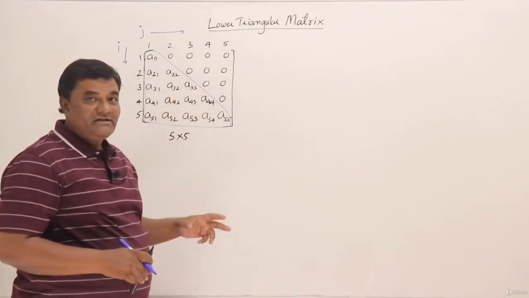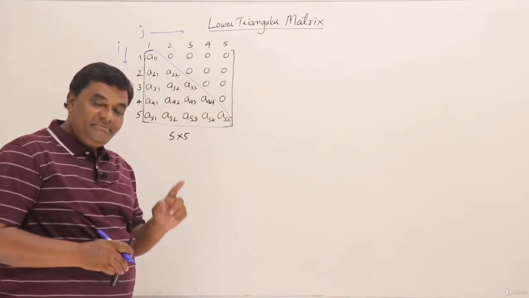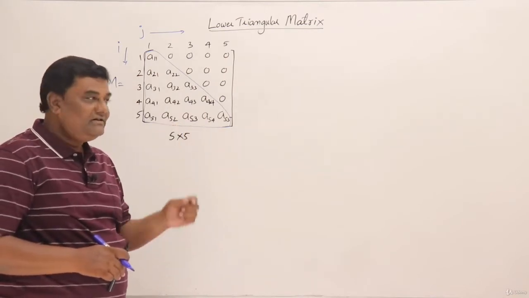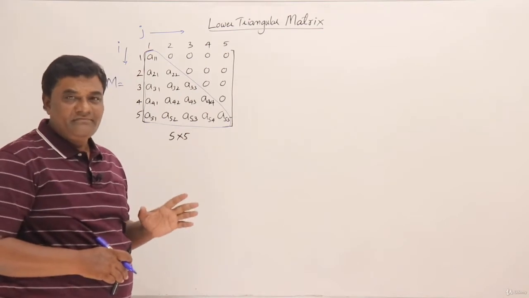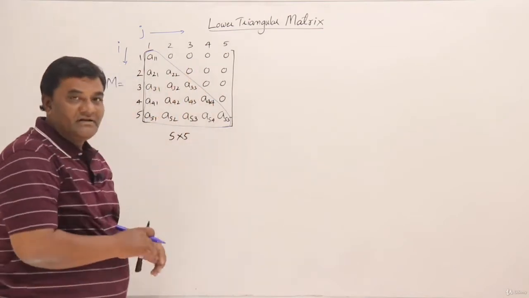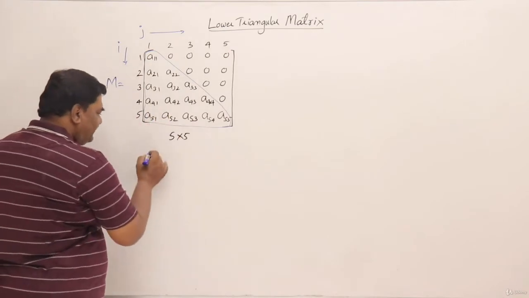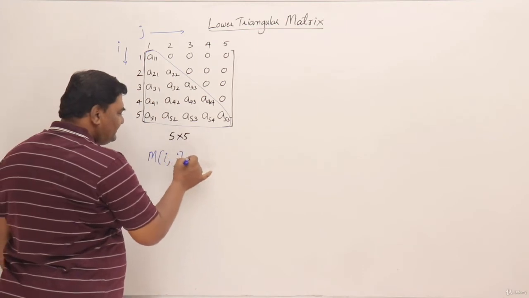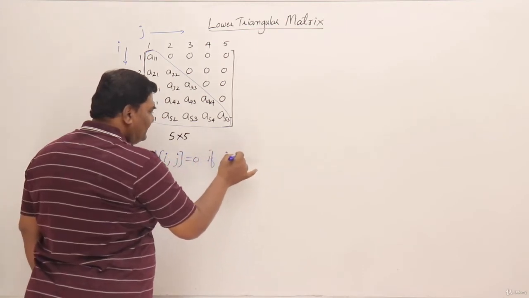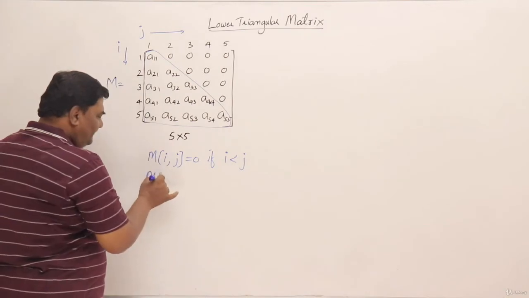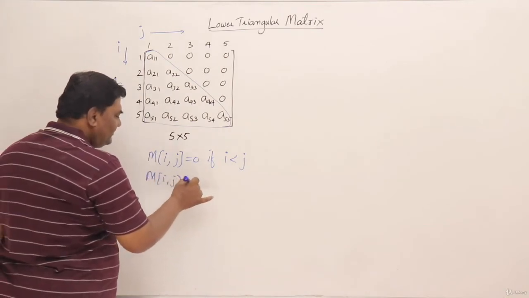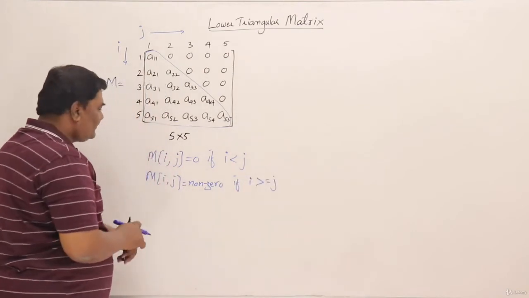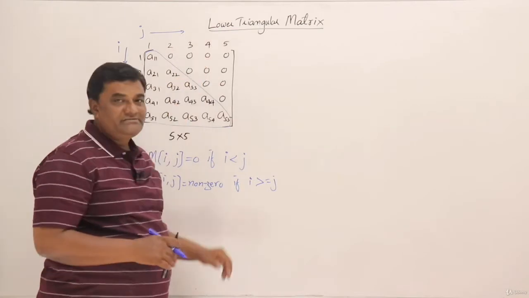Then what about zero elements? I value is smaller. So if I value is less than J, that is row number is less than column number, then the element must be 0. These must be 0. So we can define a lower triangular matrix as M of I comma J is 0 if I is less than J, and M of I comma J is non-zero if I is greater than or equal to J. So these elements are non-zero and those must be 0.